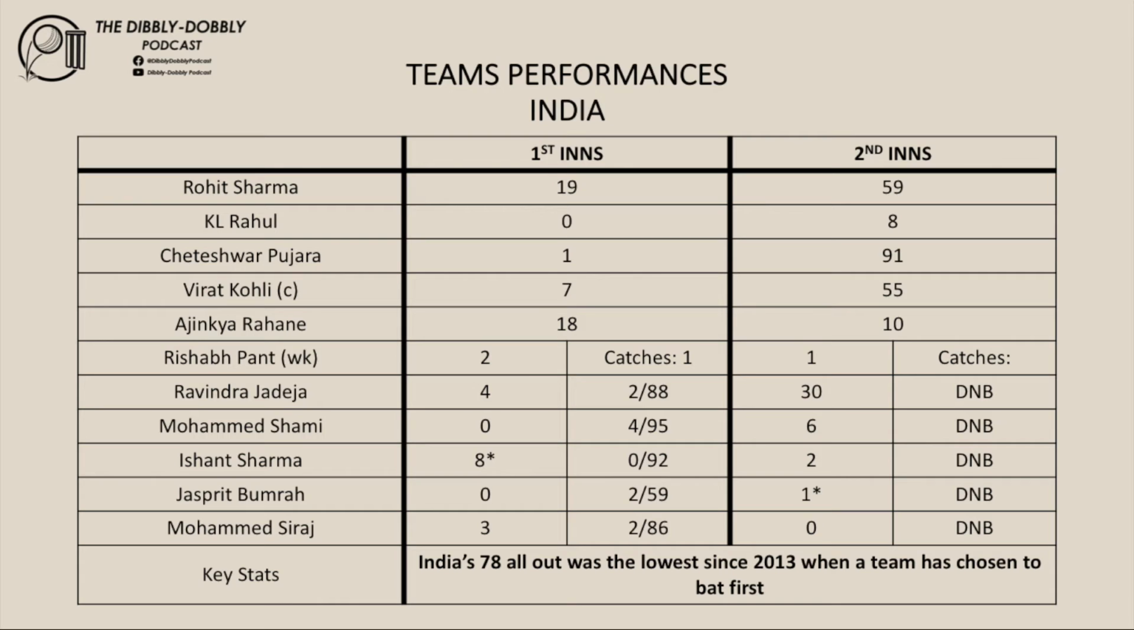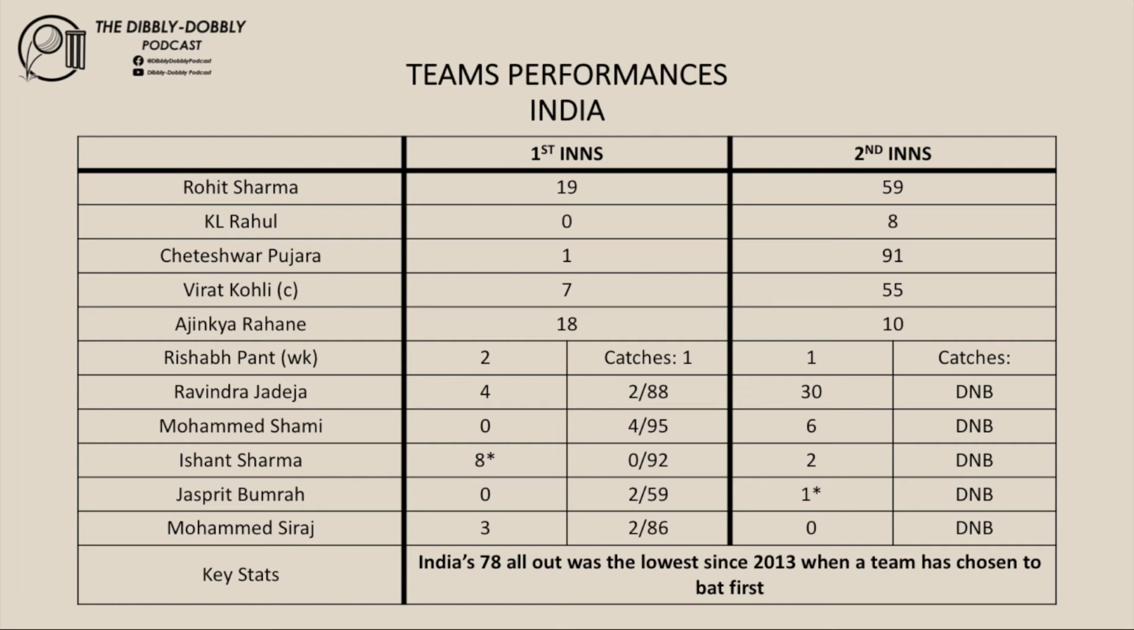Also, India had some good partnerships in this second innings. 82 for the second wicket between Pujara and Rohit Sharma. 99 for the third wicket between Pujara and Kohli. So those two were very good partnerships there. But it didn't last long from India. They had another batting collapse in the second innings.